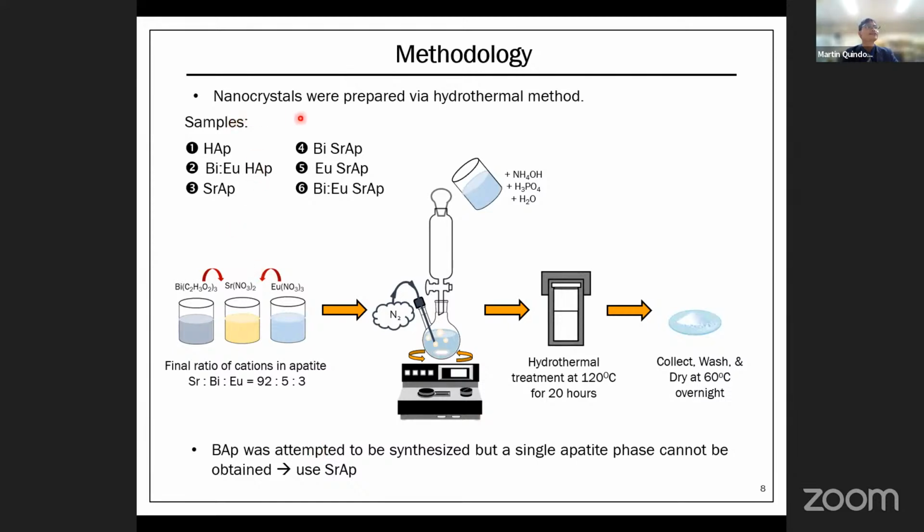So I synthesized the nanocrystals using the hydrothermal method. Here, the hydrothermal treatment is by mixing the precursors and then heating them at 120 degrees for 20 hours. And I was able to synthesize, of course, the hydroxyapatite and the strontium apatite. However, the barium apatite was a little unsuccessful because a single apatite phase could not be obtained. So because of this, I mainly focus on the strontium apatite.